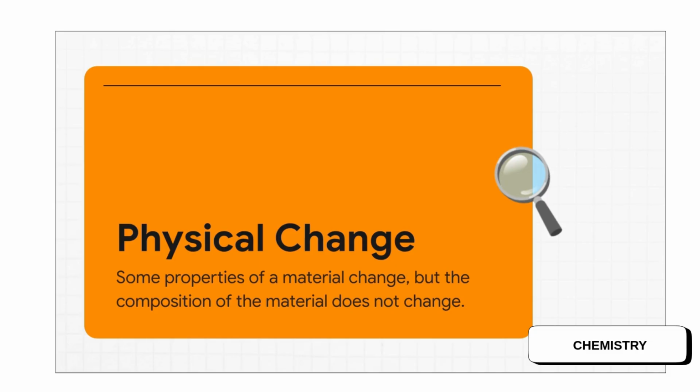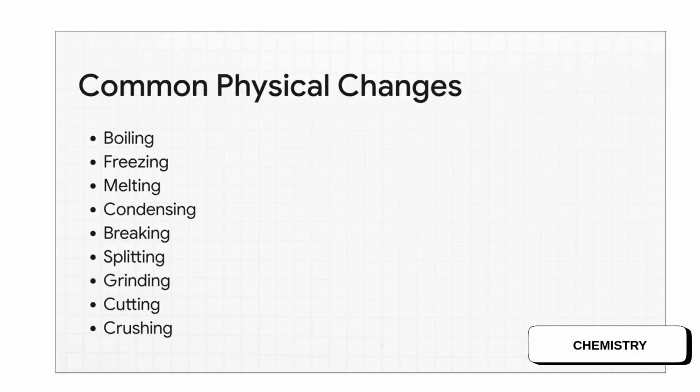Check out this gallium metal. It literally melts from the heat of a person's hand. Its shape totally changes, but it is still 100% gallium. And believe me, these kinds of changes are happening all around you, constantly.